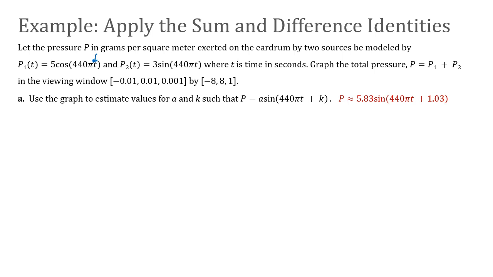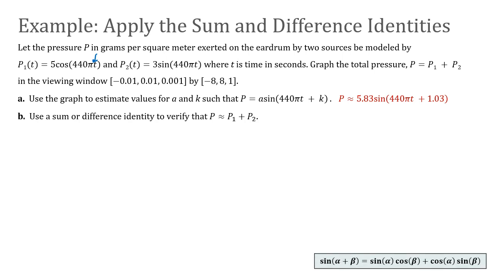When I added and found A and K, we came up with P approximately equal to 5.83 times the sine of the quantity 440 pi t plus 1.03. Here comes the next part. Use a sum or difference identity to verify that P actually does equal P sub 1 plus P sub 2. In order to do that, we're going to need the sum formula for sine. Now, why is that? Well, let's write this out.